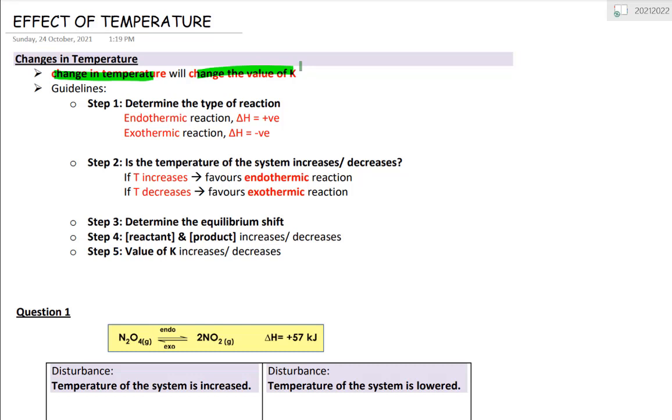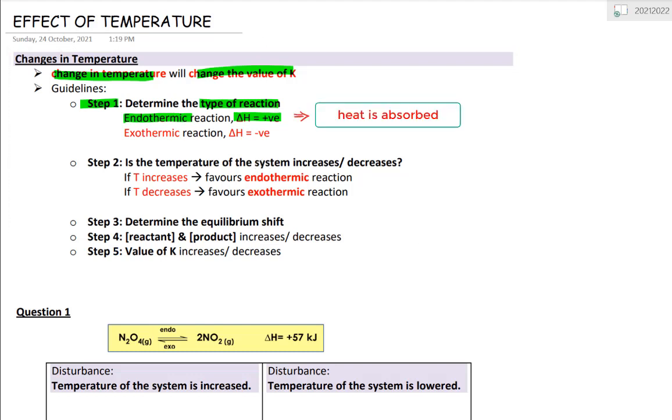So to apply your Le Chatelier principle, there's a guideline for you to interpret the equilibrium shift. First of all, in the first step, you need to identify the reaction given. What is the type of reaction? The first type is endothermic reactions, where you have a delta H with a positive value. You have already encountered this before, so we just do a little recap. Endothermic, delta H equals positive.